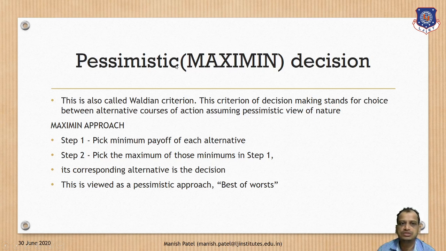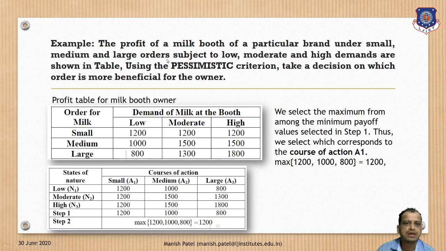See, the approach is pessimistic, in contrast to the optimistic approach. You first find the minimum payoffs, and out of these minimum payoffs, you find the maximum one. Let's see how it works in the same problem, with the matrix where the demand of milk is low, moderate to high, and the order of the milk is small, medium to large.